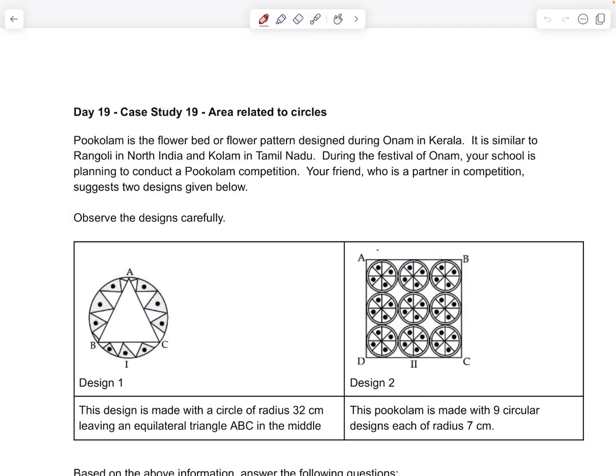The question goes like this. Pookolam is a flower bed or flower pattern designed during Onam in Kerala. It is similar to Rangoli in North India and Kolam in Tamil Nadu. During the festival of Onam, your school is planning to conduct a Pookolam competition. Your friend, who is a partner in competition, suggests two designs given below.